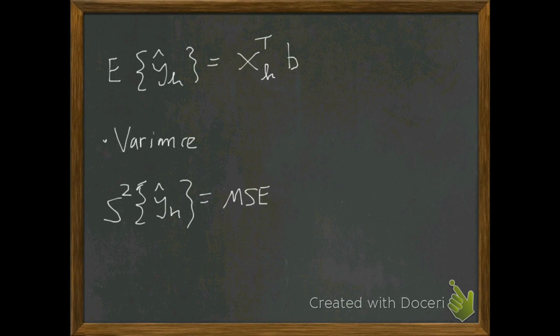So from a previous video, we know that the variance is, I think it was, X transpose h, X transpose X inverse, times X sub h. I tell you what, that's everything we're going to need for the next video.